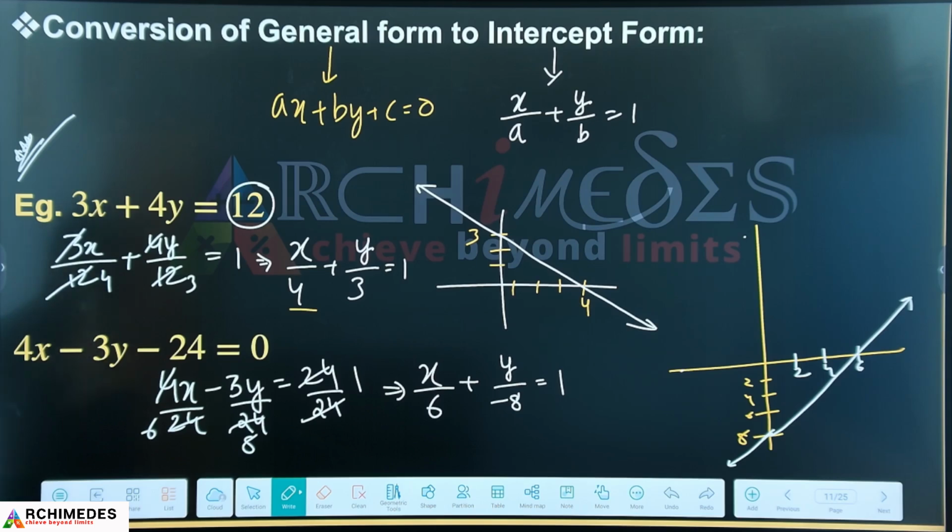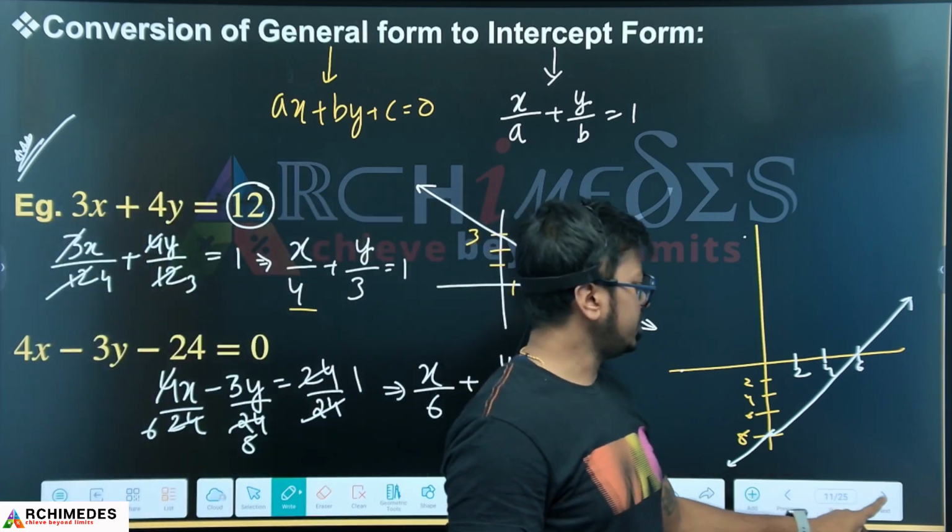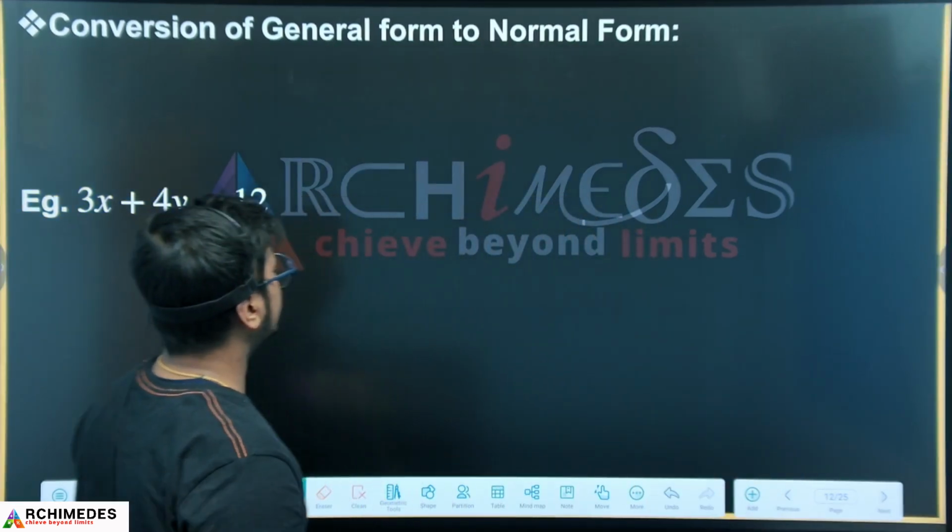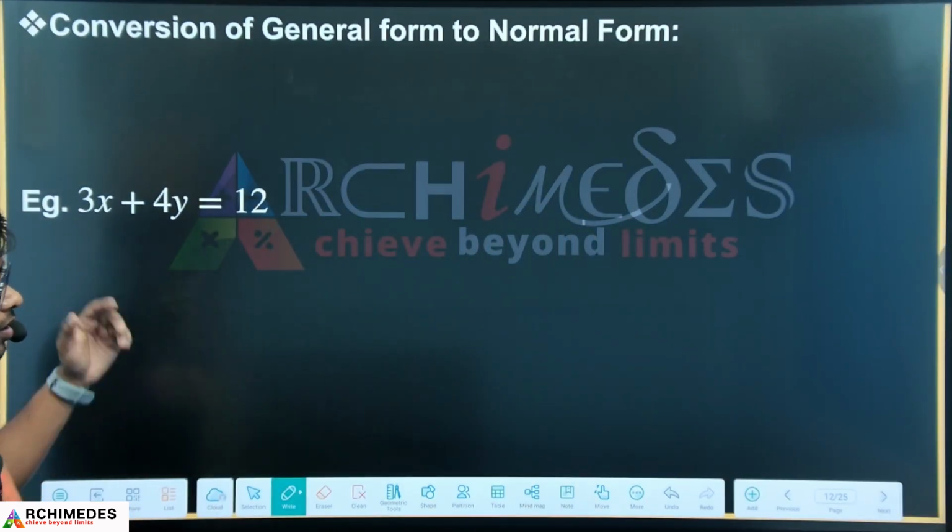Any doubt? Up to here, this is how we convert general to intercept form. Clear? Done. Okay. The main part is the concept only. Doing so, it will take hardly 20 minutes to do all the sums. So here, the last form.